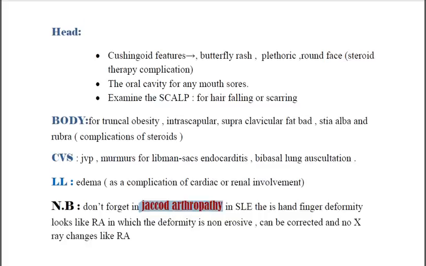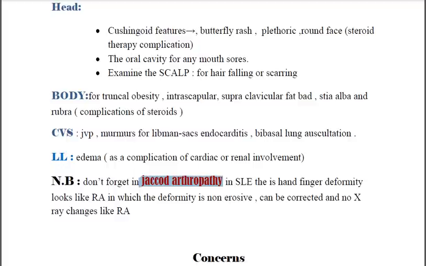So how to present the case? What are your findings, doctor? You have to present your clinical findings only. There is no time. This young lady has non-deforming asymmetrical arthropathy in both hands.